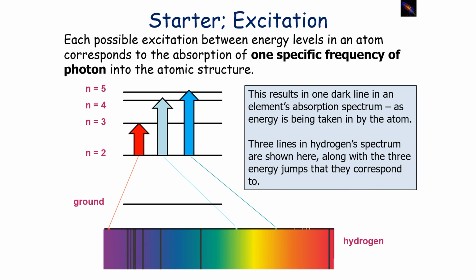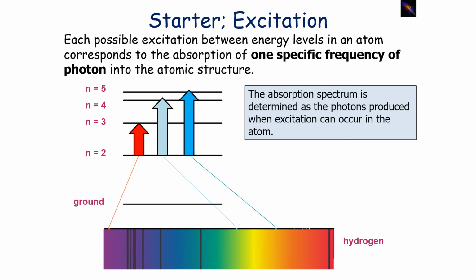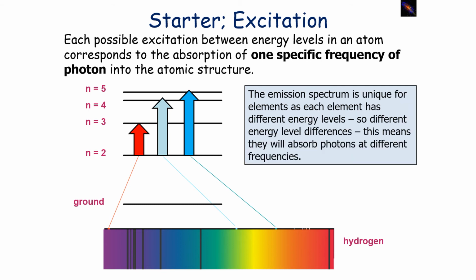So this results in a dark line in your absorption spectra, because if the energy of the photon is the exact difference of two levels, that will be taken in by the atom and cause excitation. So our black lines are the actual values of energy, which are exact energy level differences and cause absorption to occur in your atom.